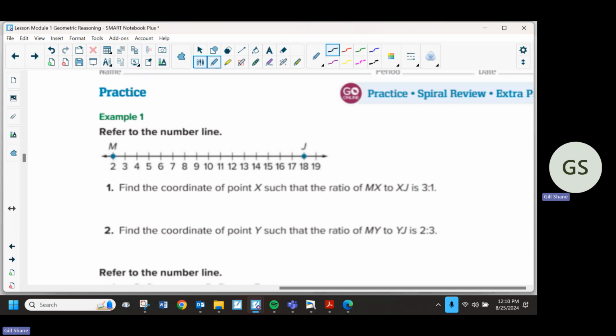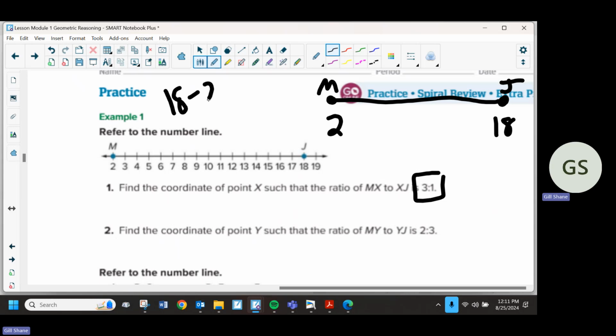All right, so in this particular case, I'm going to draw out a new line segment, going from 2 to 18. The letters aren't really that important, but I'll put them in there. So it tells me I want to partition it in a ratio of 3 to 1. So first of all, I need to find the length of MJ. So that's 18, subtract 2. So the length of that is 16. The long line segment is 16.